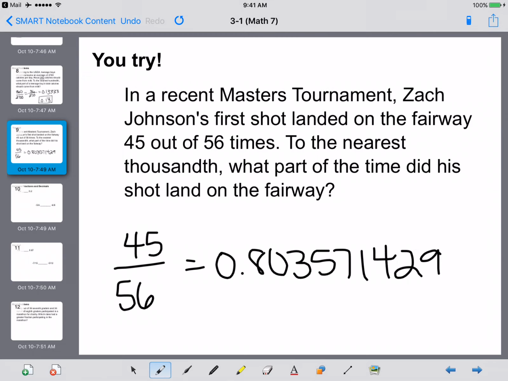0.803571429. My thousandth place is tenths, hundredths, thousandths right here. The number behind it tells me I need to round it up. So we'll have 0.804.